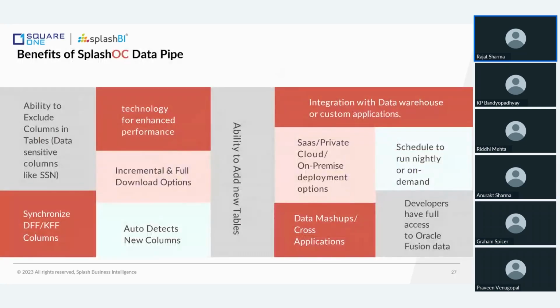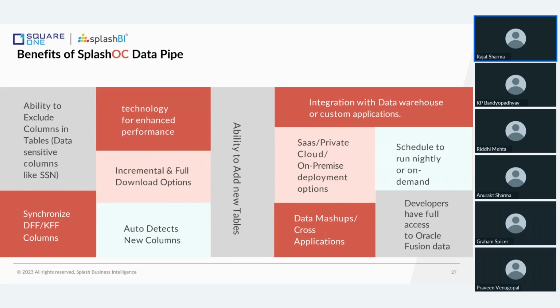So moving on, the benefit of the Splash OC data pipe is that it's a no-code platform. That means it allows you to seamlessly download your data without having to write hundreds and hundreds of lines of code. It also understands the incremental changes that happen within your Fusion pod. So Splash OC has the ability to only download those incremental changes.